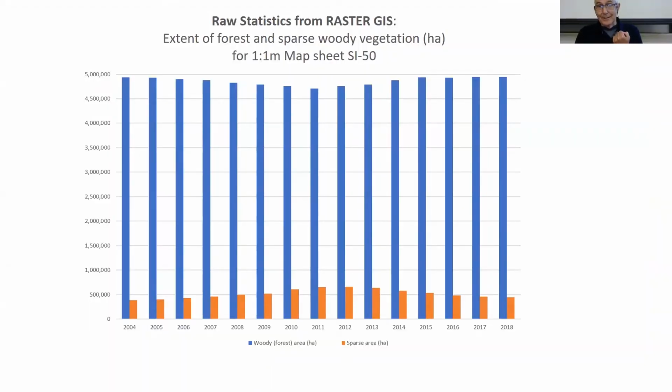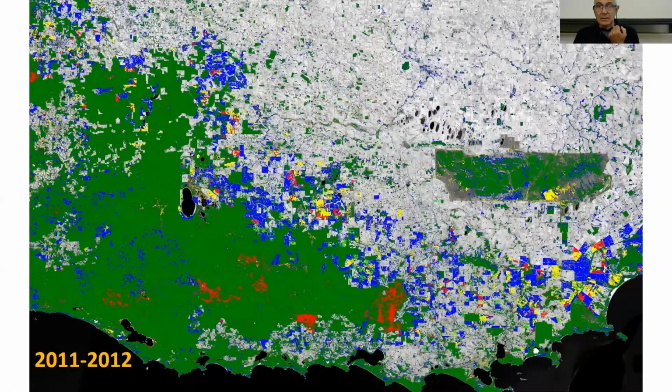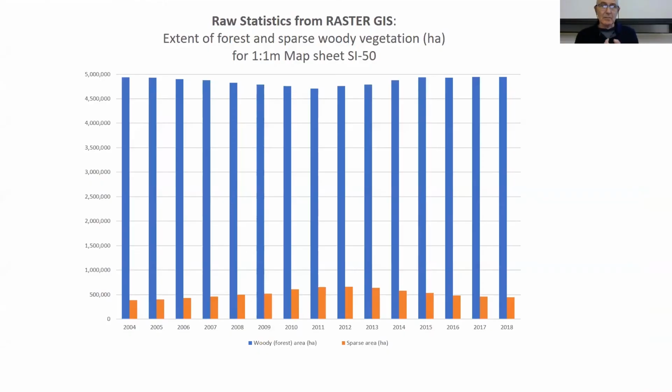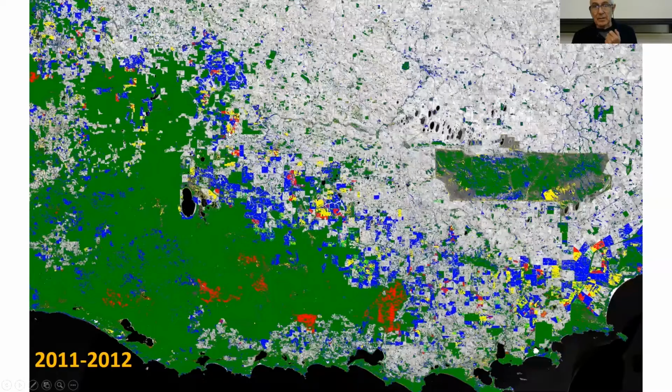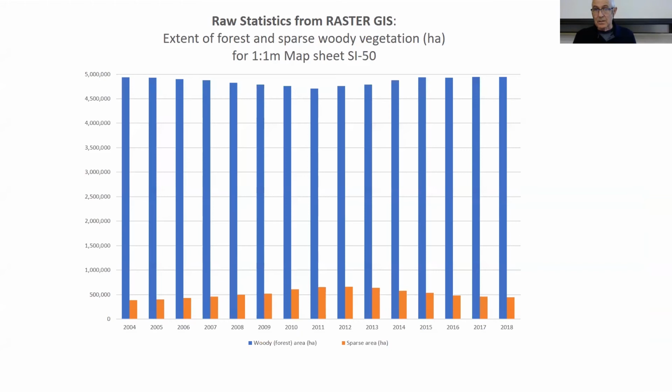This just shows that if you have that map sheet, you can turn that image into statistics. There's nearly 5 million hectares of woody vegetation in that map sheet, and it really doesn't change much over time. But if you want to know where those changes are, you need to go back to this spatial product and use your knowledge and other data to work out if those processes are significant.